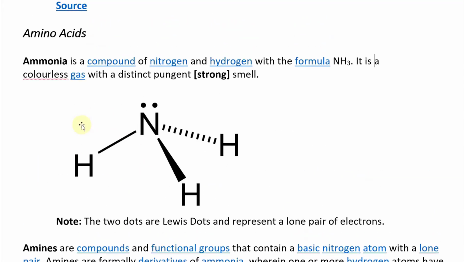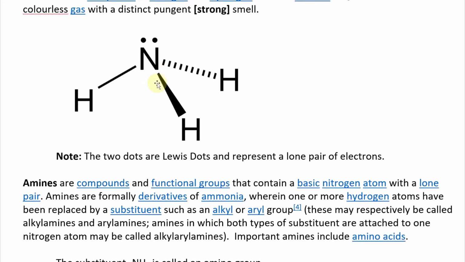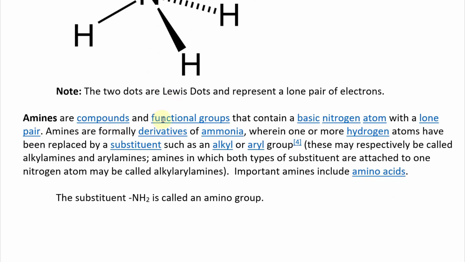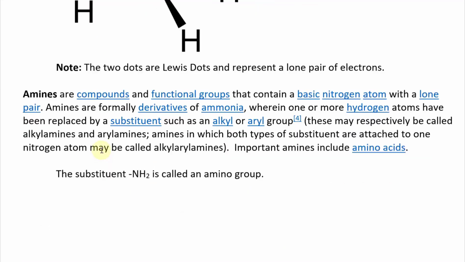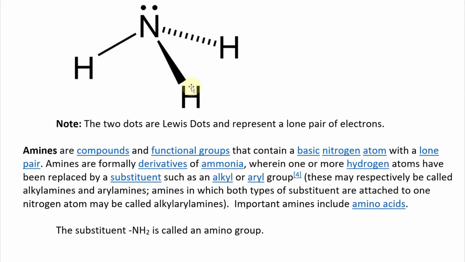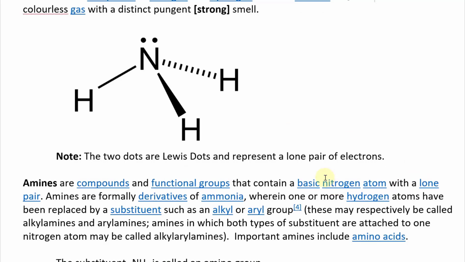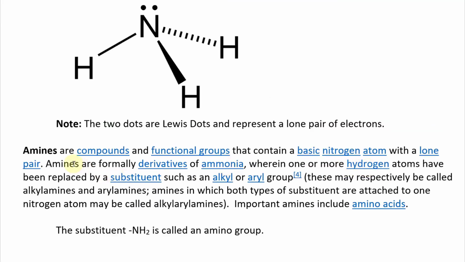There are lots of different ways people write chemical formulas or chemical structures. So, amines are compounds and functional groups. Remember, functional groups are responsible for the characteristic properties of certain molecules, and they almost always react regardless of the rest of the molecule. Amines are compounds and functional groups that contain a basic nitrogen atom with a lone pair of electrons.